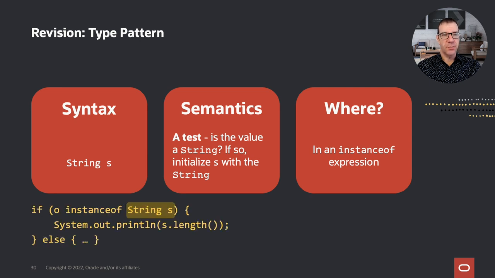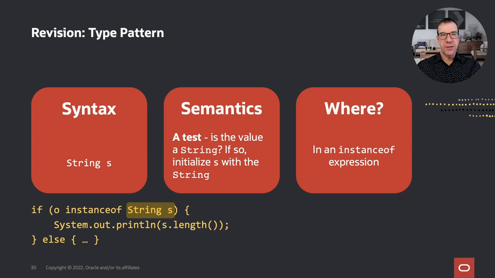Let's look at an example. I've highlighted the pattern here for you. This code asks if o is a string. If it is, then the pattern variable s is initialized with that string value. That means that in the true block of the conditional, we're free to use s. No casting is needed. So a variable in a pattern is very much like a local variable. It's just that it's initialized not by assignment, but via pattern matching, which is an inherently conditional process.